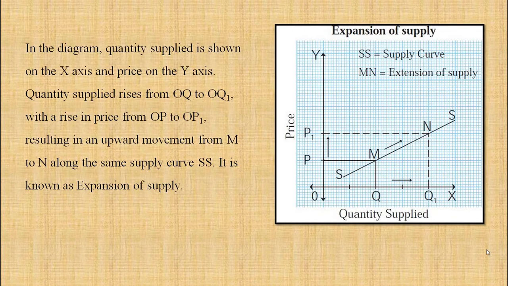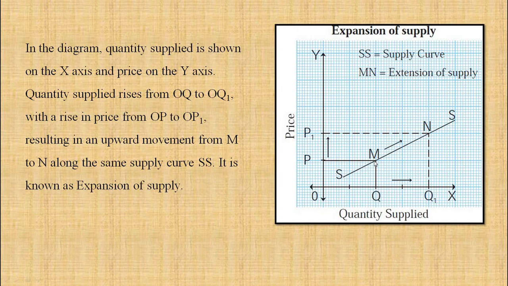Let us see the diagram. Let us understand the diagram. Along the x-axis, we are showing quantity supplied, along the y-axis, price. OP is the original price, OQ is the original supply. Price rises from OP to OP1. There is a rise in the price, so supply rises from OQ to OQ1.